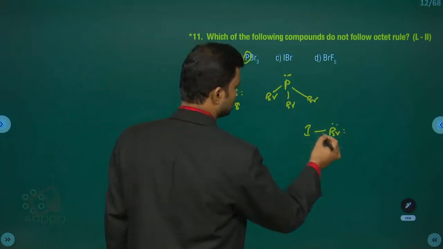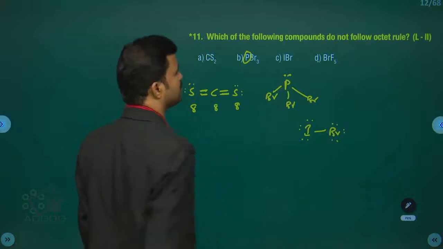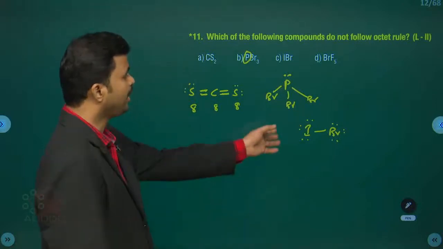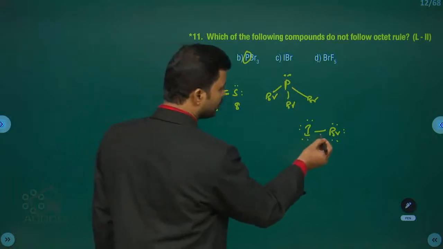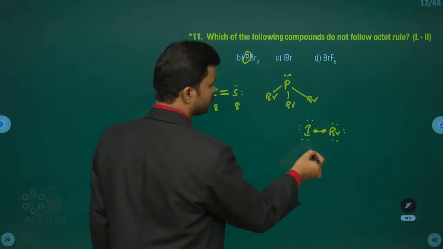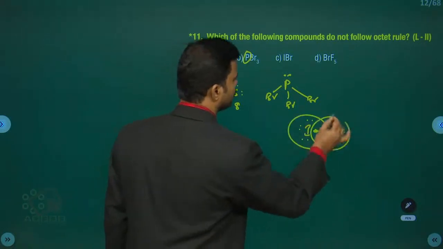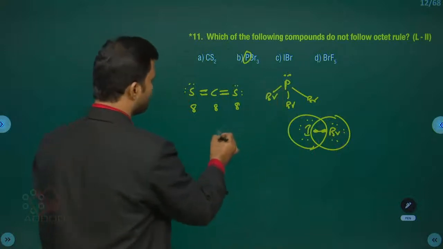And IBr, iodine bromide. This is the structure of iodine bromide, also 8 electrons. Iodine and bromine also have 8 electrons. You can count it. Suppose iodine: 1, 2, 3, 4, 5, 6, 7, 8. Similarly, bromine also has 8 electrons. It is stable.